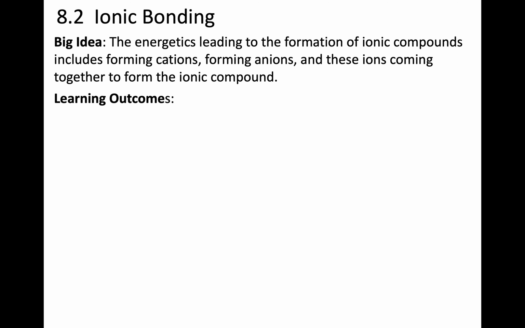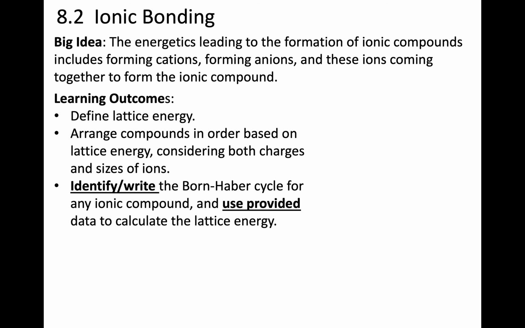So the big idea in this section, 8.2, is that the energetics leading to the formation of ionic compounds is going to include forming the cations, forming the anions, and then the manner in which these ions come together to form the ionic compound. We have three different learning objectives. We want to be able to define the concept of lattice energy, arrange compounds in order based on their lattice energy, considering charges and their sizes, and then be able to identify and write the Born-Haber cycle for any ionic compound, and use provided data to calculate the lattice energy. This final objective, that's what I'm going to talk about in this video.